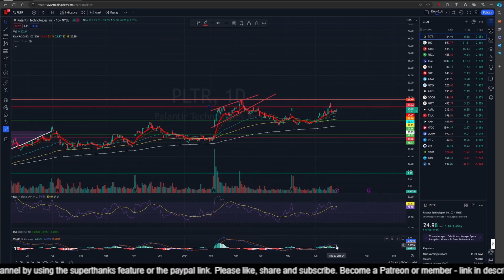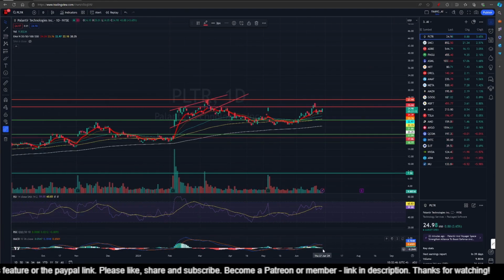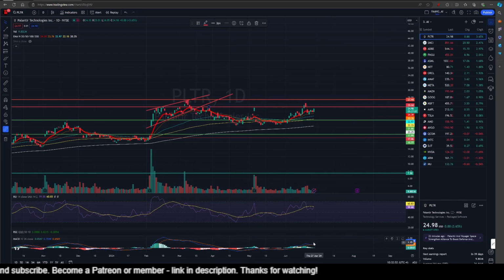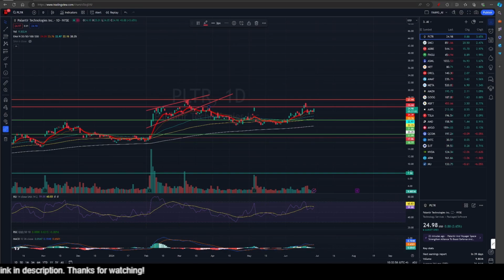MACD is tending towards the signal line in a bearish manner, but if I look closely, I can see that there's a dark green histogram out here, which means it's starting to move away from the signal line in a bullish manner. So Palantir is looking good to me here at this point of time.